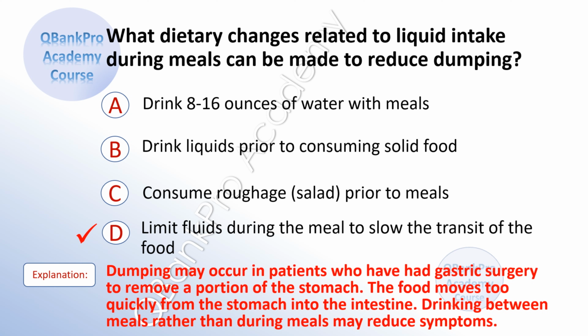The correct answer is D. Limit fluids during the meal to slow the transit of the food. Explanation. Dumping may occur in patients who have had gastric surgery to remove a portion of the stomach. The food moves too quickly from the stomach into the intestine. Drinking between meals rather than during meals may reduce symptoms.